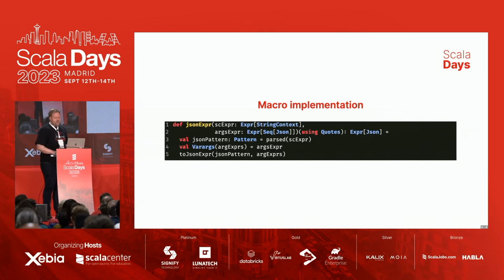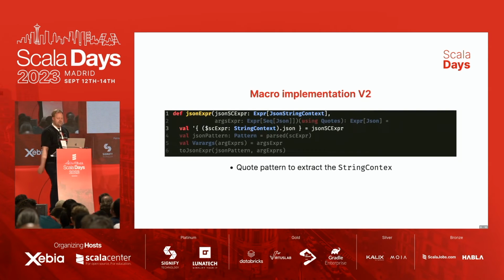So now we can go back to our previous implementation on the JSON Expr, but we will need to change this Expr of StringContext into an Expr of JsonStringContext. So what do we need to do? Basically, we can just do this, where I'm again using a quote pattern, but in a val as a val extractor, just because I wanted to keep it short, but it would be better to do a pattern match.